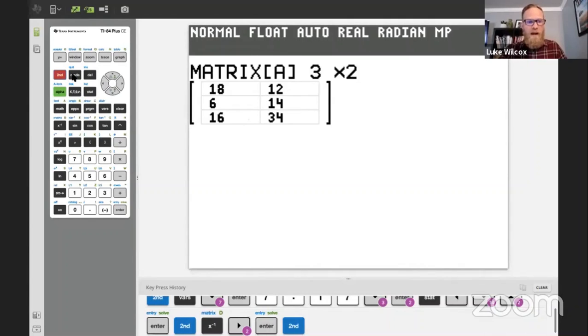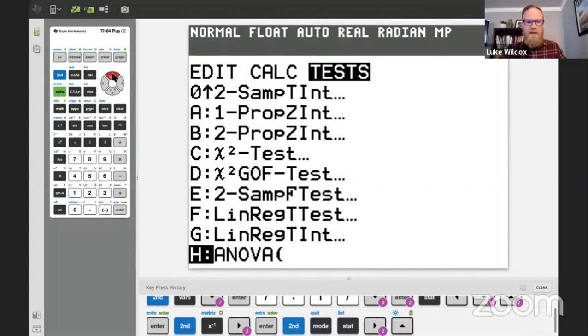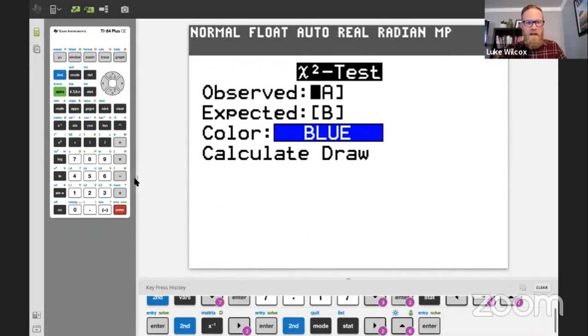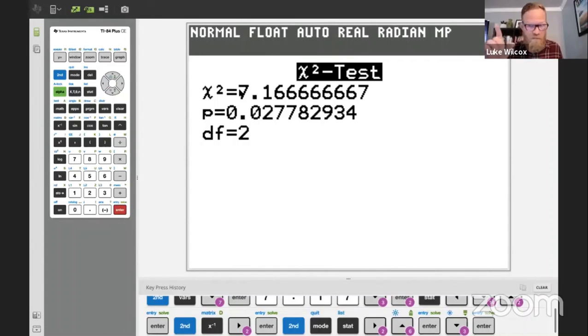Then you could go back and actually perform your chi-squared test. So I'm gonna go back to tests. I'm gonna find the chi-squared test. And I've put the observed values in matrix A. Now you'll notice I didn't put anything in matrix B. You do not have to calculate your expected values. You only have to put in your observed values. And then you hit calculate. And sure enough, you get the chi-squared test statistic, which matches with what we got by hand, and the p-value, along with the degrees of freedom.